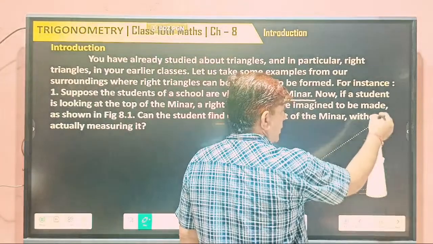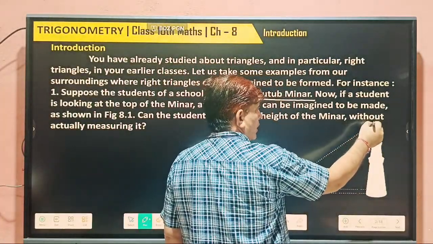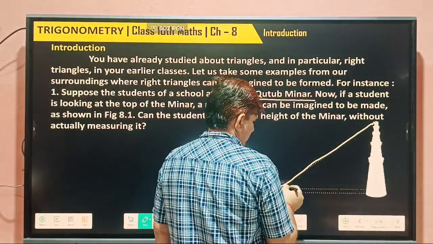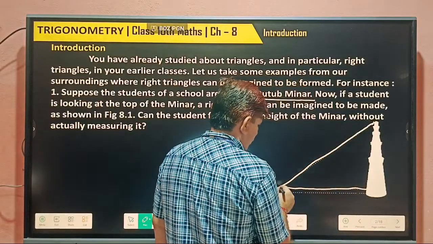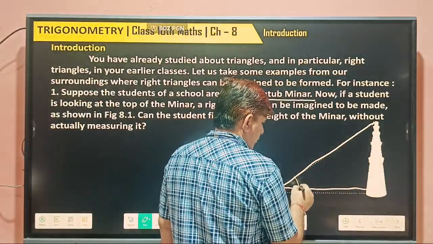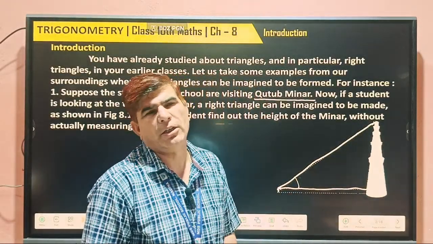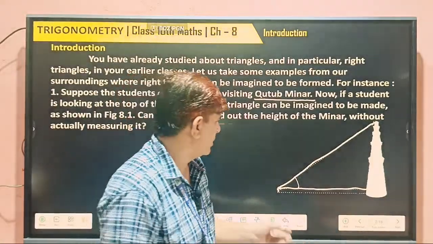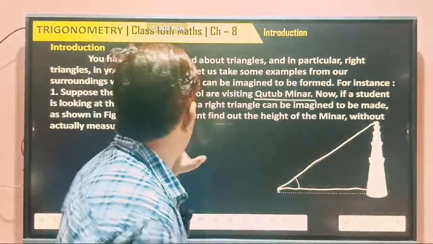So this is Qutub Minar and the student is standing here, looking here. This type of right angle triangle is formed. Here are the eyes of the student, and one angle is formed. This angle is known as the angle of elevation. It is not given here, later on we will read. So one right angle triangle is formed. You can imagine this. Understood?